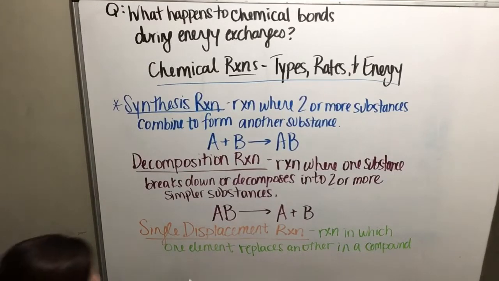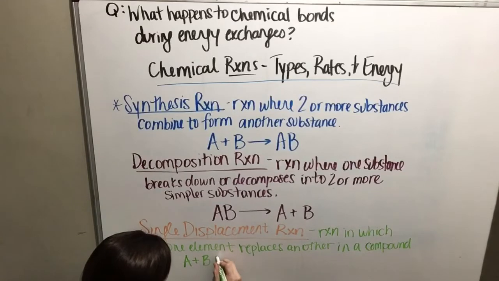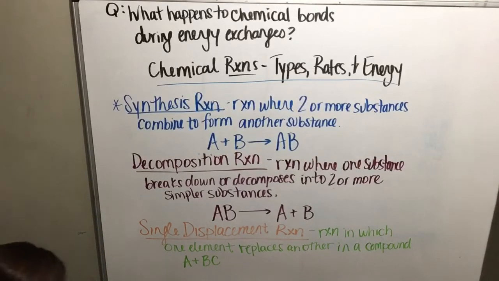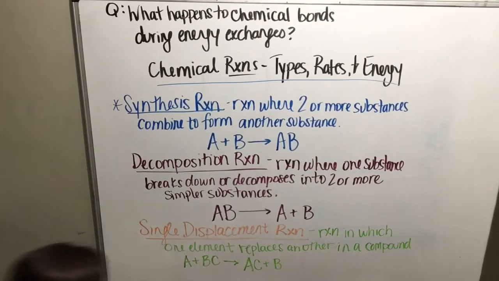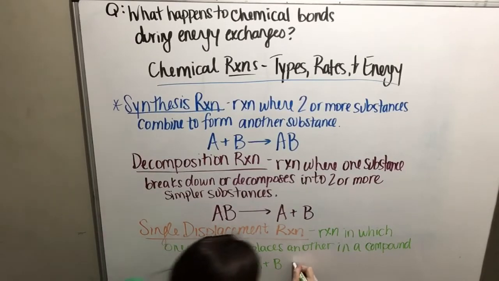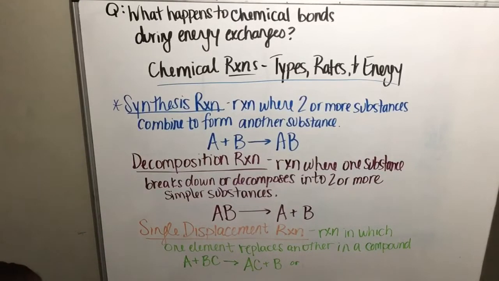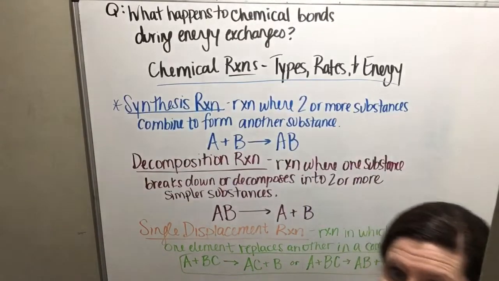And so it looks like this. So we have A plus BC yields AC plus B. Or A plus BC yields AB plus C. Okay, either of those are examples of a single displacement.